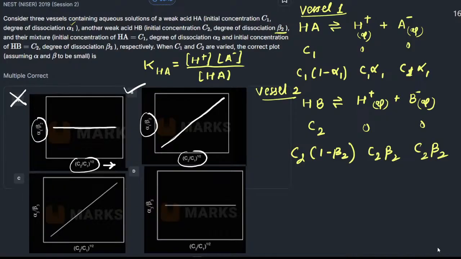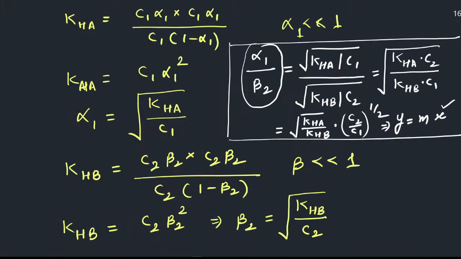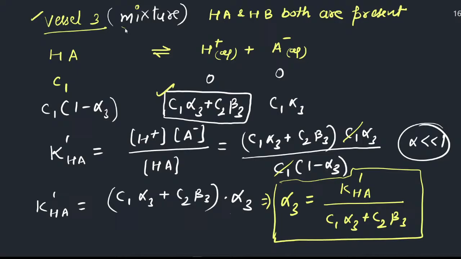Yes, option C is correct here. Reason being, it is independent of C2 and C1. Square root. So B and C options are correct. In vessel 1 there is HA alone, in vessel 2 there is HB alone, and in vessel 3 there is a mixture. And when there is a mixture, H plus ion comes from both, from HA as well as HB.